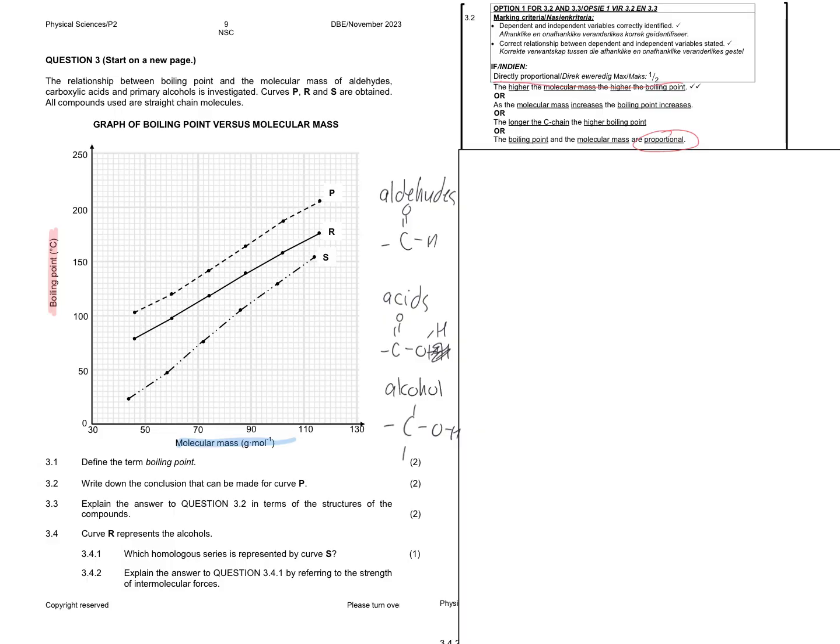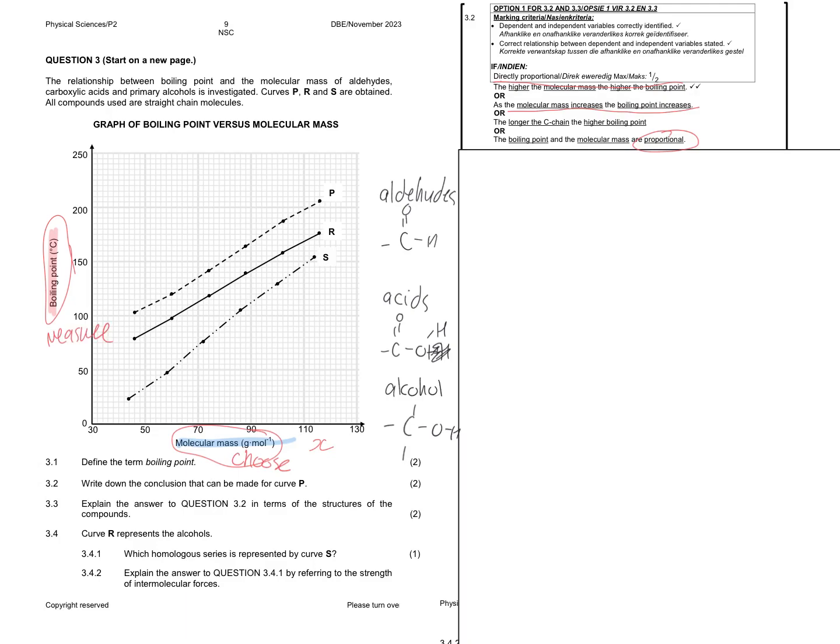So the conclusion, if we want to avoid this whole do we say directly, do we not say directly, you simply write it out in words. The molecular mass increases, the boiling point increases. So as the molecular mass increases, the boiling point increases. We talk about the independent variable first, which is the one on the x-axis. I chose what the molecular masses were, and the molecular masses affected the boiling point. You choose the independent variable and you measure the dependent variable.